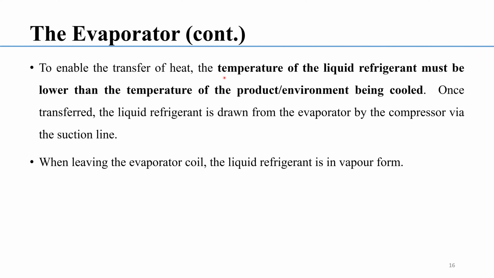To enable the transfer of heat, the temperature of the liquid refrigerant must be lower than the temperature of the product or environment being cooled. Once transferred, the refrigerant is drawn from the evaporator by the compressor via the suction line. When leaving the evaporator coil, the refrigerant is in vapor form. So the main function of the evaporator is evaporation. What will be evaporated? The liquid refrigerant will be evaporated into vapor. Actually, the principle of latent heat of vaporization works in this evaporator.